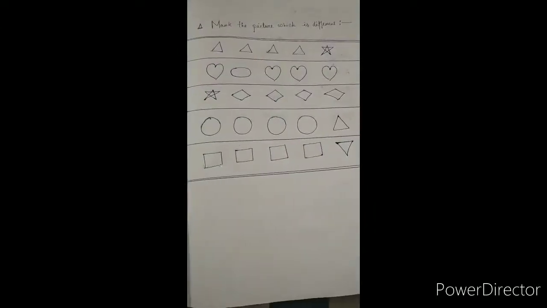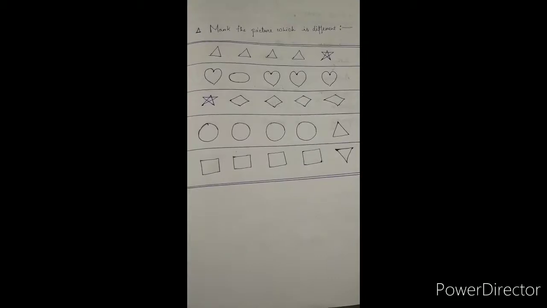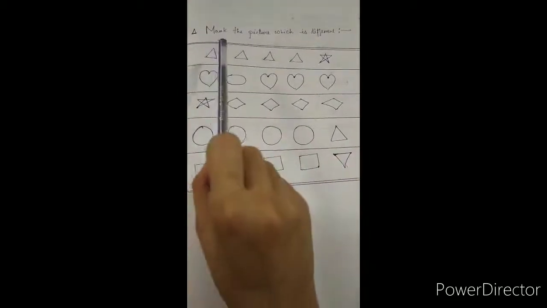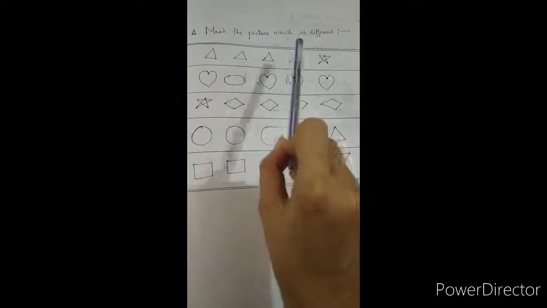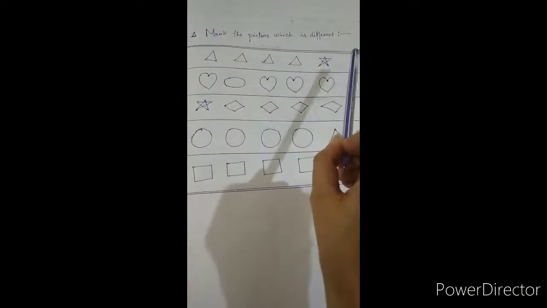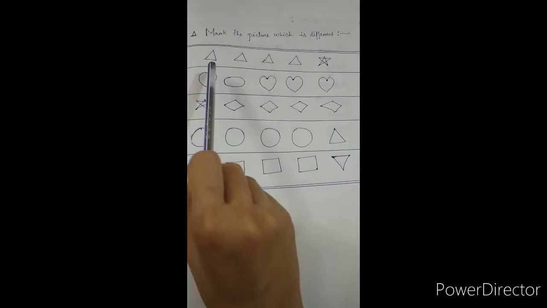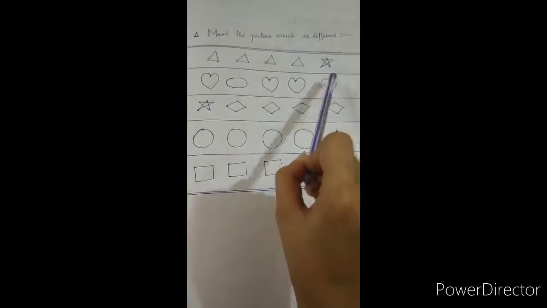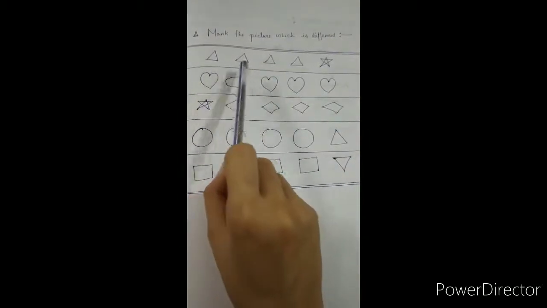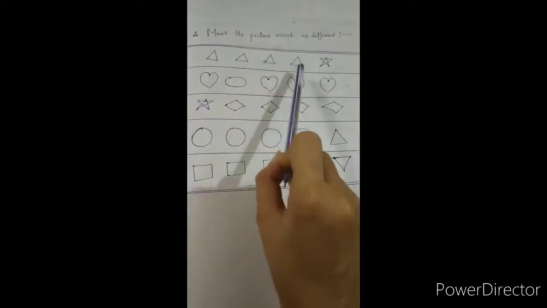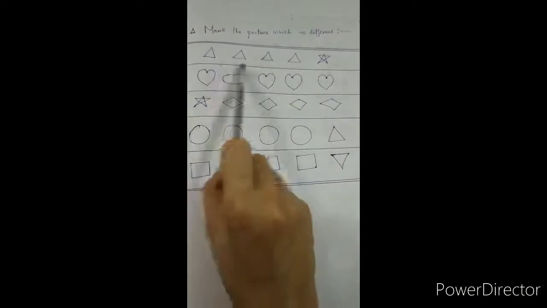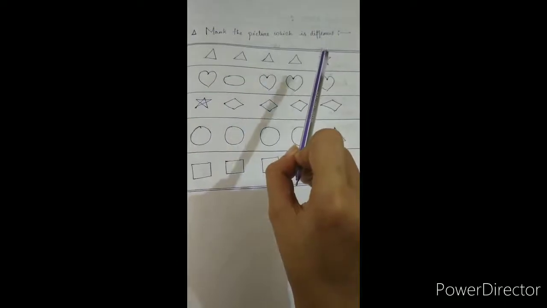Here I have prepared a table for you. The name of the table is Mark the Picture Which is Different. From the very first row, we can see that there are 5 items, number 1, number 2, number 3, number 4, number 5, and one is different from the others.